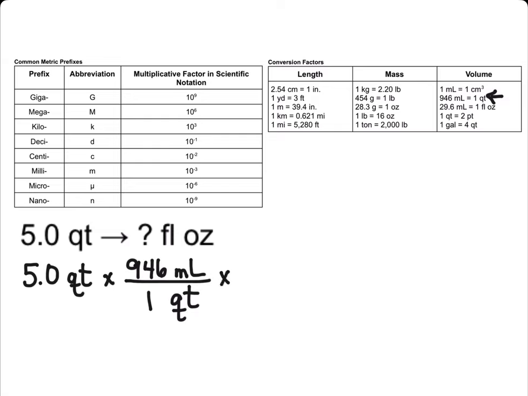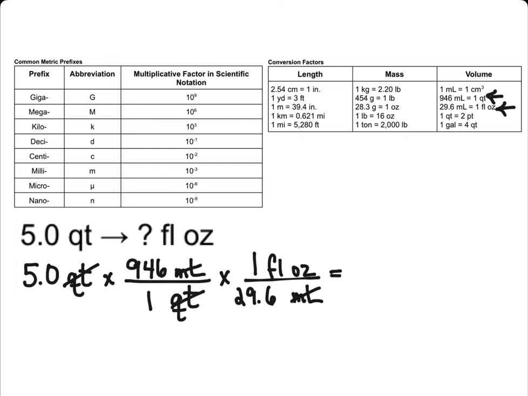I can't stop here because I'm still not at my target unit, which is fluid ounces. So I'm going to open up another fraction bar. Since milliliters is in the numerator, milliliters has to go in the denominator. I take a look at my table and I do see that there is a relationship between milliliters and ounces. So I'm going to go ahead and use that. 1 fluid ounce is equal to 29.6 milliliters. I know I'm done because my quarts cancels out with my quarts and my milliliters cancels out with my milliliters, and I'm left with fluid ounces.